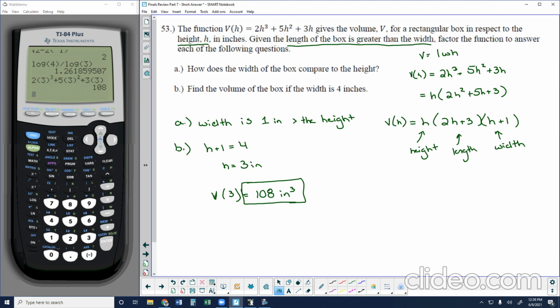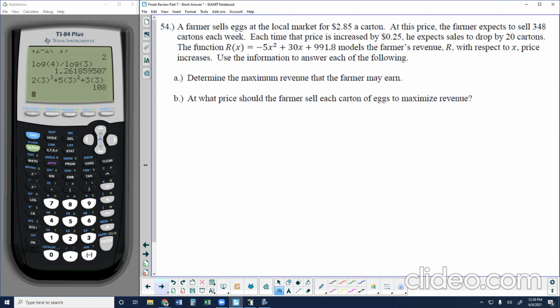Take a look at another example of a word problem, problem 54. It says the farmer sells eggs at a local market for $2.85 a carton. At this price, the farmer expects to sell 348 cartons each week. Each time that price is increased by 25 cents, he expects sales to drop by 20 cartons. The function R of x models the farmer's revenue with respect to x price increases. Use the information to answer each of the following. A, determine the maximum revenue that the farmer may earn.